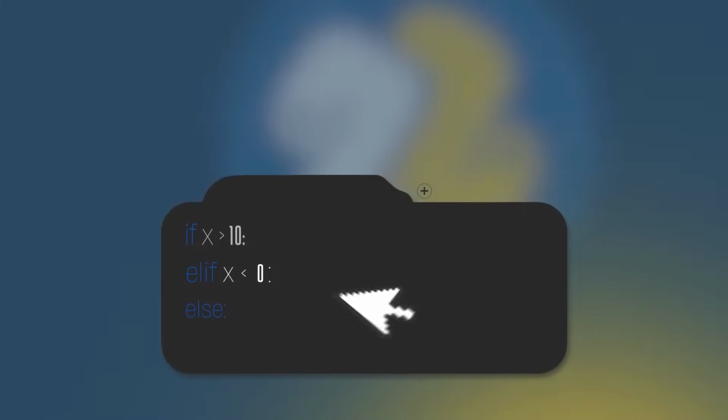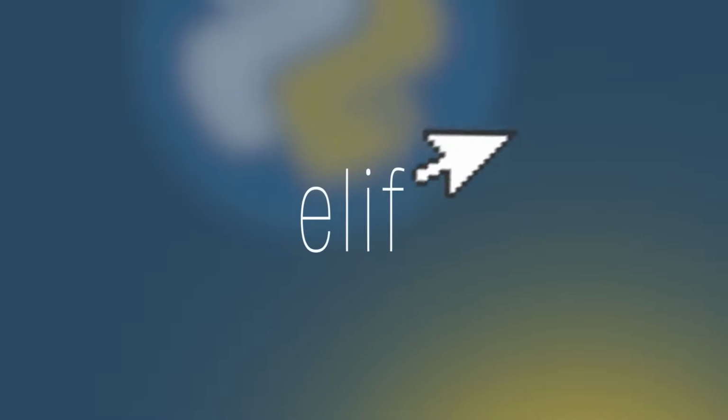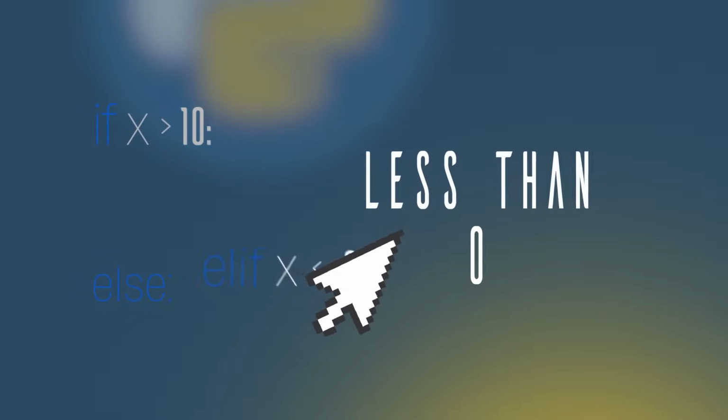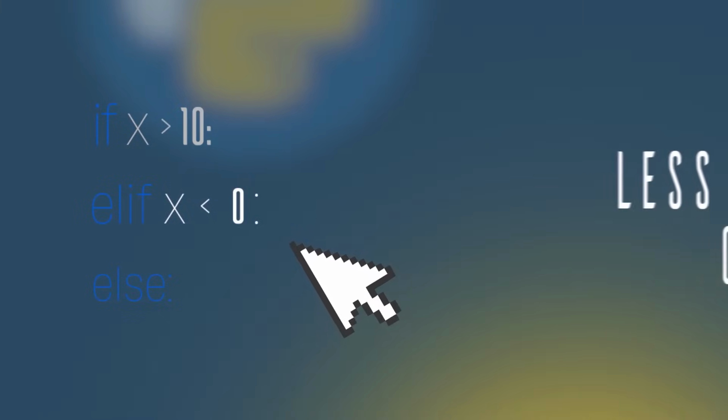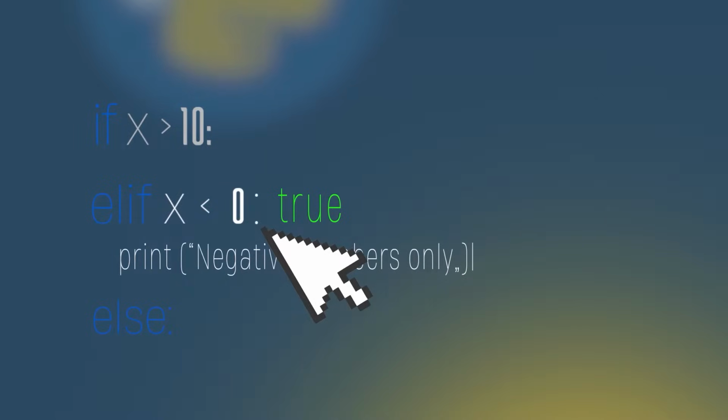Now that we've learned elif, let's improve the previous code with an elif statement. Let's add one more condition where we want to check if the number is less than 0. In this case, we would write elif x, the operator less, and the number 0. If this condition is true, we will print negative numbers only. Let's see one example in the code above.